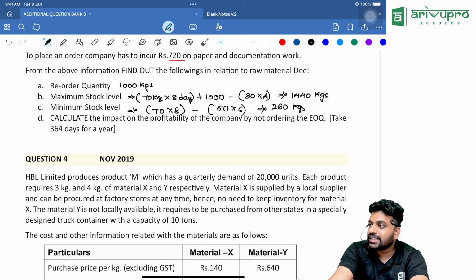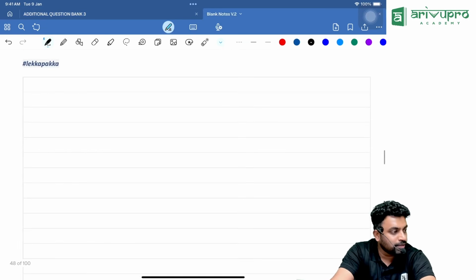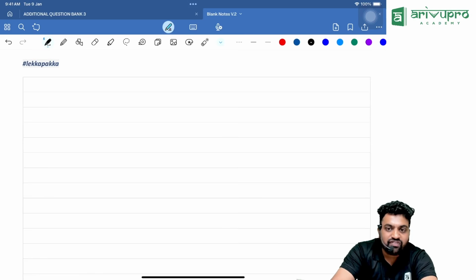kgs. They are asking, calculate the impact on the profitability of the company by not ordering a TOQ. One thing we know is that if we ordered a TOQ, our cost would be minimum. But here quantity discount is also not there, which means EOQ only will be the best. So of course our profit is reduced. We should find out how much it is reduced. Of course we are going to do the computation table, the comparison table.